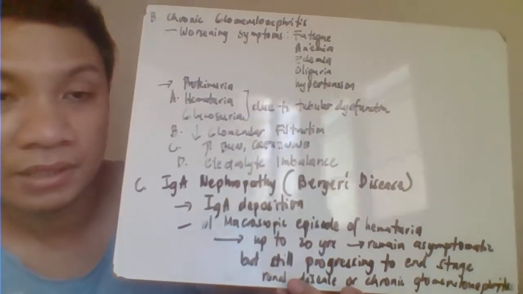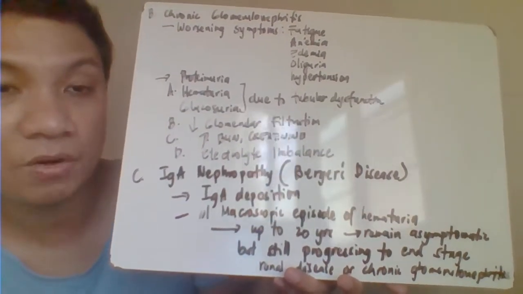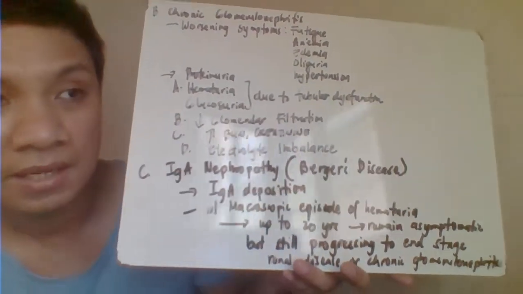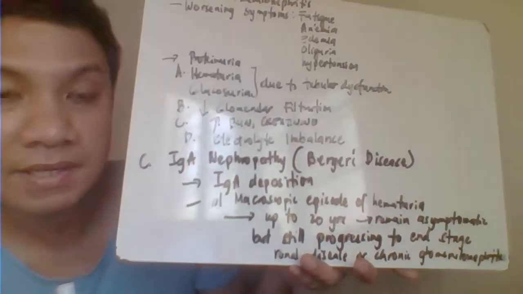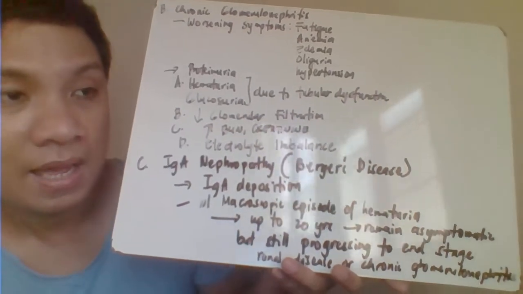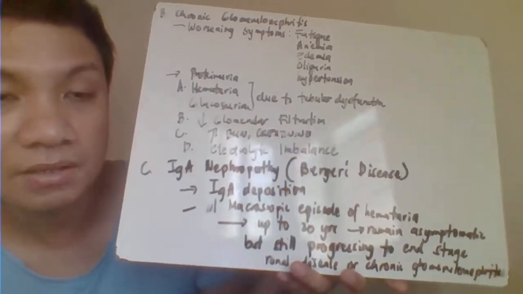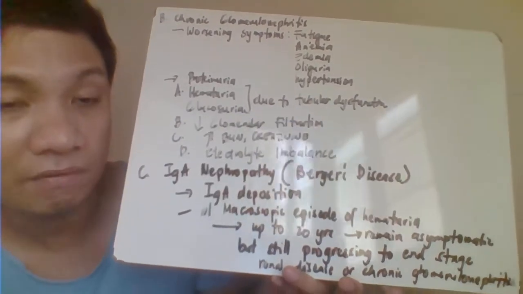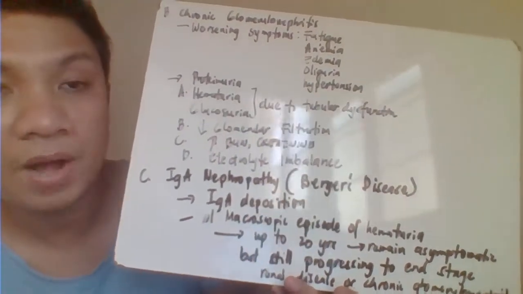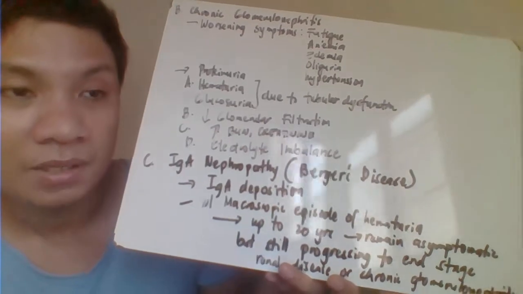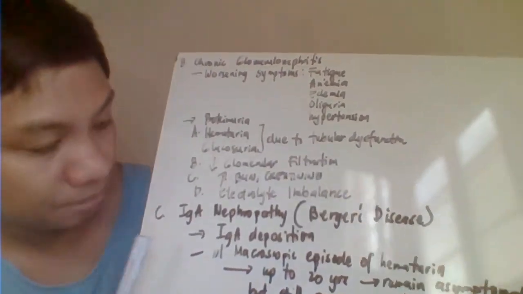Another one, it will also affect the glomerular filtration capacity of our glomerulus, therefore decreasing the glomerular filtration rate. Then we also have increased BUN and creatinine, signifying that you have a problem in your kidney. And we also have resulting electrolyte imbalance, because most of our electrolytes are regulated by our kidneys. If your kidney is already damaged, you can no longer regulate and maintain those that should be high, like your potassium, something like that. Then resulting in electrolyte imbalance.